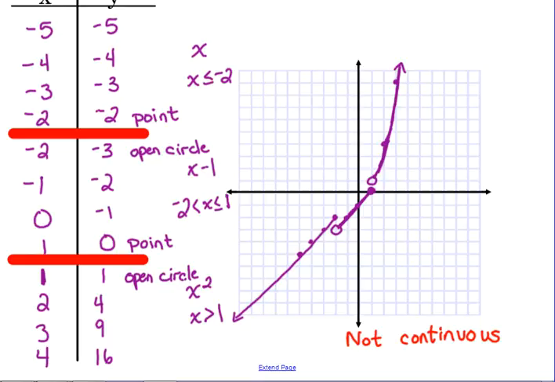Also, make sure, after you finish graphing, these are functions. Functions are supposed to pass the vertical line test. So take a second, look at your graph, and make sure that it does pass the vertical line test.